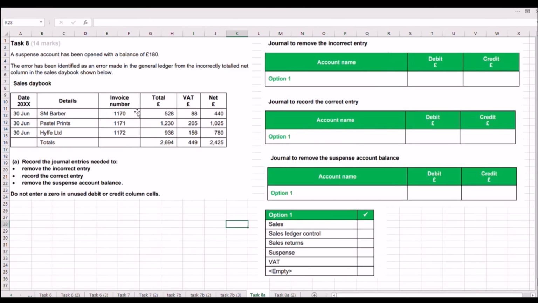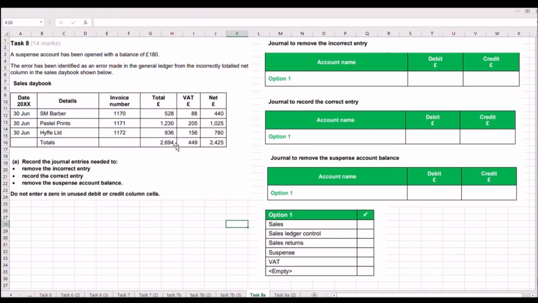So this is a suspense account question here. You've got a suspense account that's been opened with a balance of 180, don't know whether it's debit or credit. You've got an error identified, it's been notified below, been made into the general ledger from an incorrectly totaled net column in the sales day book. So here you've got total net, total VAT and net in the sales day book here.